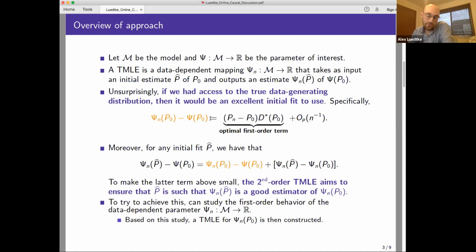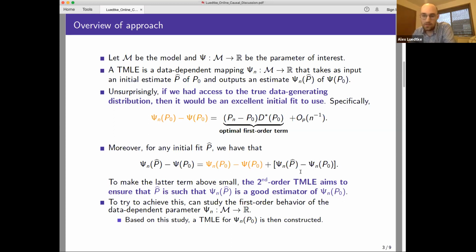Okay, and then also, of course, we don't have access to P naught. So if we plug in any other initial fit P hat, we can always relate the deviation between our TMLE evaluated at P hat to the truth, from the truth rather, by just adding and subtracting this sort of oracle estimator here. And what we end up with is this leading term, which is sort of this perfect term, the best we could possibly hope for.